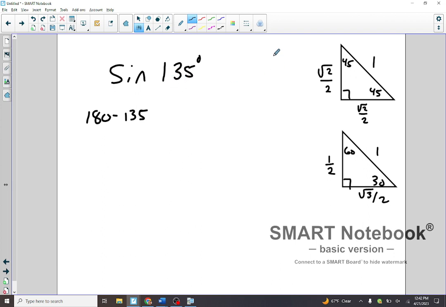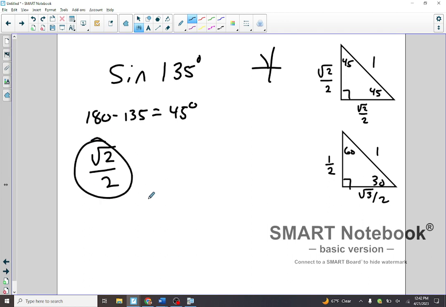You need to understand that 135 must be in the second quadrant. So to find a reference angle, you do 180 minus 135. That's going to be 45 degrees. I know what sine is at 45 degrees. That's opposite over hypotenuse, or root 2 over 2. Again, you can either remember the unit circle, or you could do it based off the right triangle.